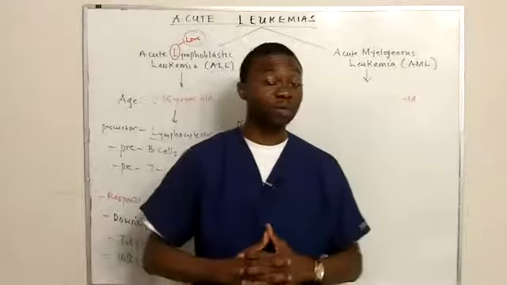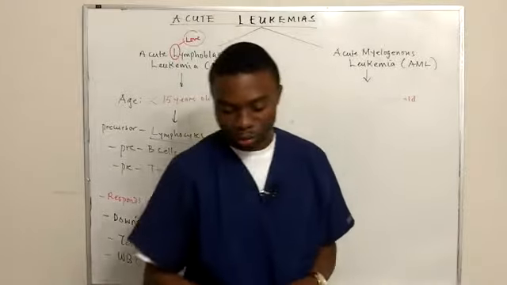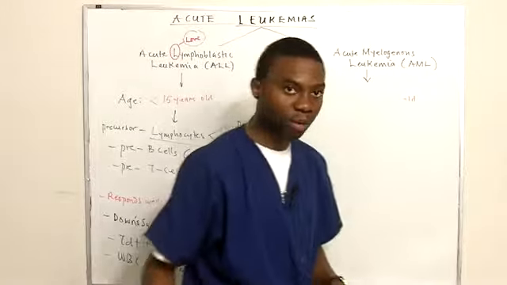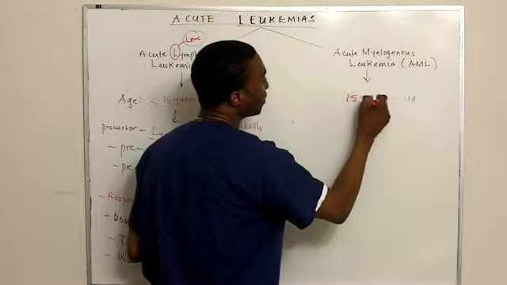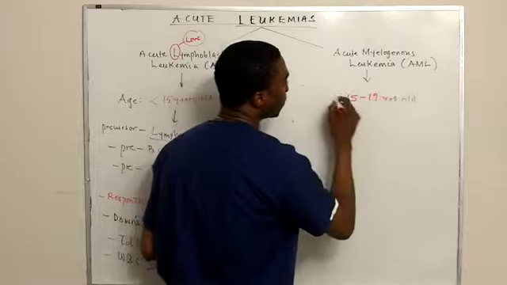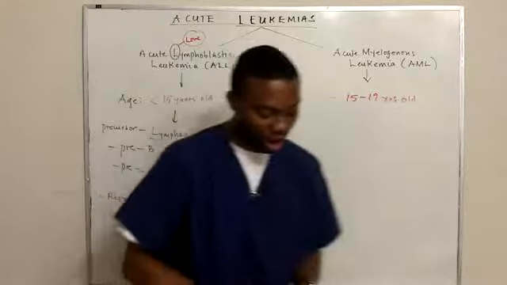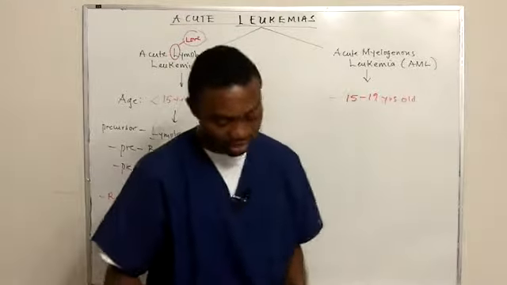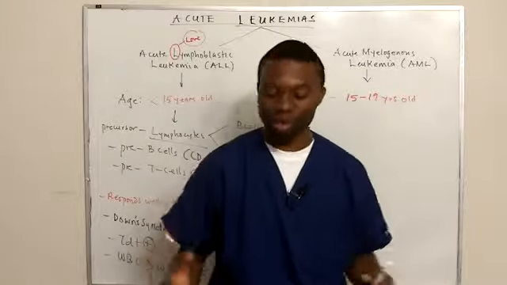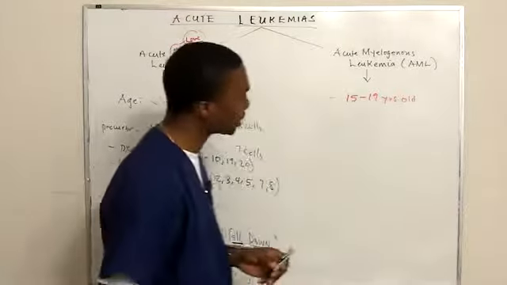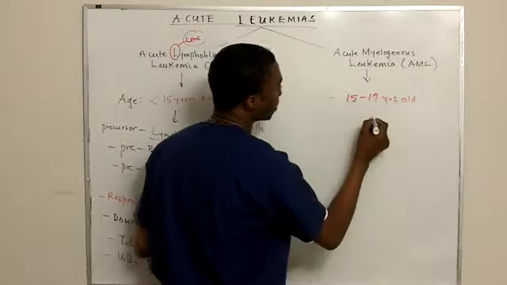So before we talk about clinical features of both acute leukemias, let's branch over and talk about acute myelogenous leukemia. Well, in acute myelogenous leukemia, I told you the age is very important. 15 to 19 years old is the age group in which this disease is most common. And acute myelogenous leukemia is characterized by the famous Auer rod cell. So let me draw that on the board so you can see what an Auer rod looks like. An Auer rod cell looks like this.